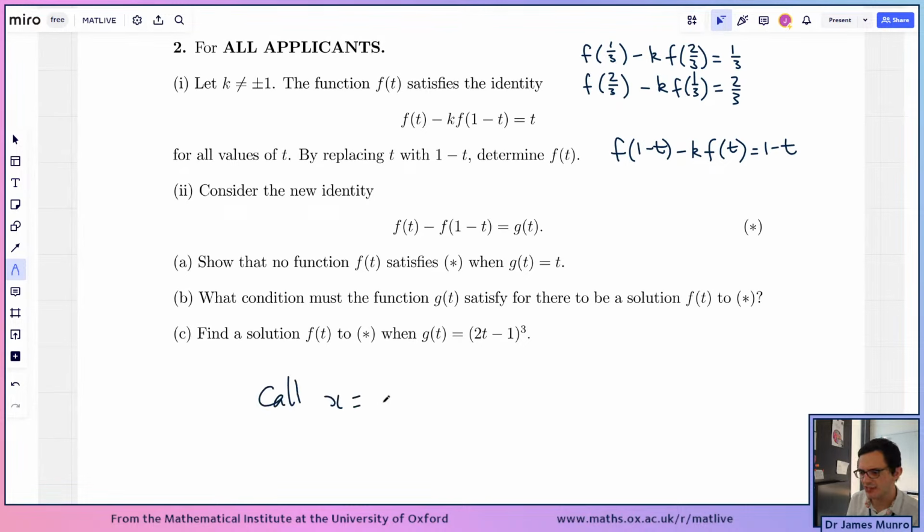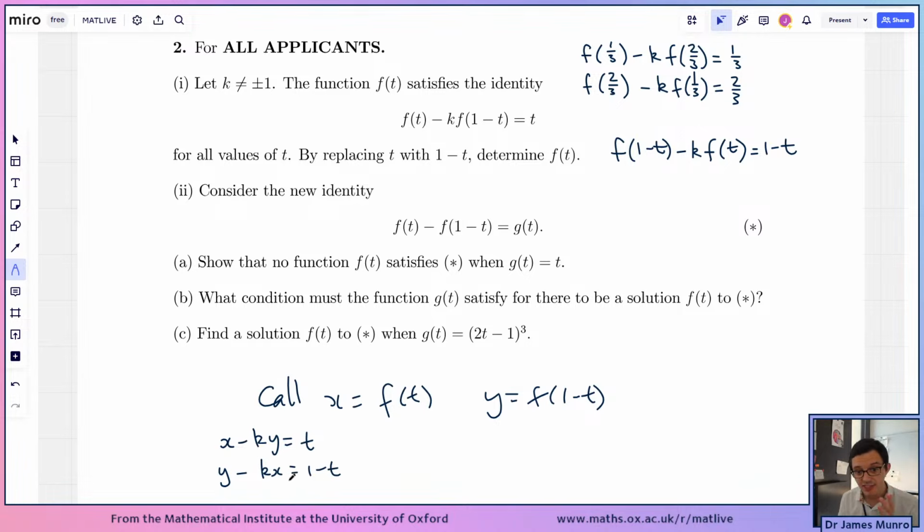Call x equal to f of t and y equal to 1 minus t. And then I've got x minus ky is equal to t, and I've got y minus kx is equal to 1 minus t. So adding them is kind of nice. It gives me a fact about x plus y, but what I really want is just x, and this is simultaneous equations. So I can substitute one of these in for the other.